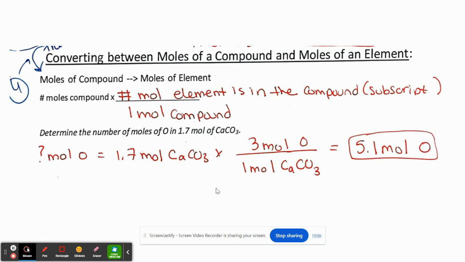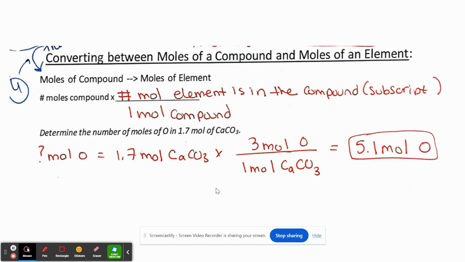So let's start with the bottom of page 2, section 4. It says converting between moles of a compound and moles of an element. So remember, these notes are set up where we're just going to do a formula first, and then we're going to do a practice problem. But that formula is supposed to help you set up any problem you may have.